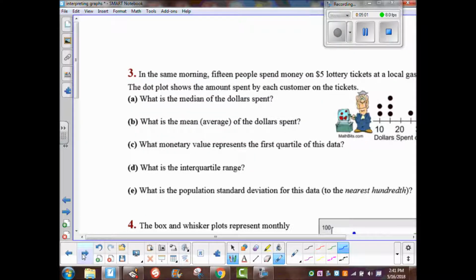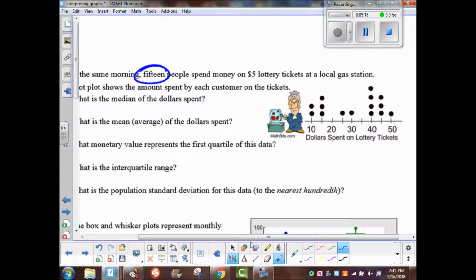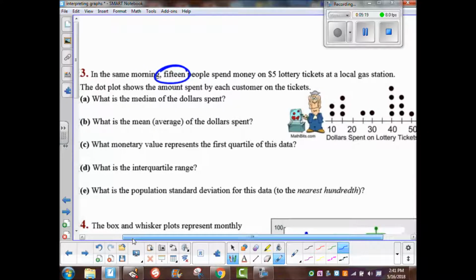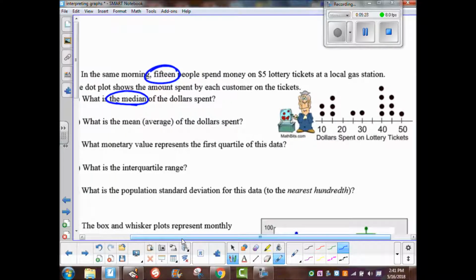Let's see. All right, let's talk about a little dot plot here. A lot of times in the directions they'll tell you how many data points you have, in this case 15. People spend money on $5 lottery tickets. What is the median of the dollars spent? In this case, when you've got a dot plot, do it the old-fashioned way, where you cross off a high and a low.